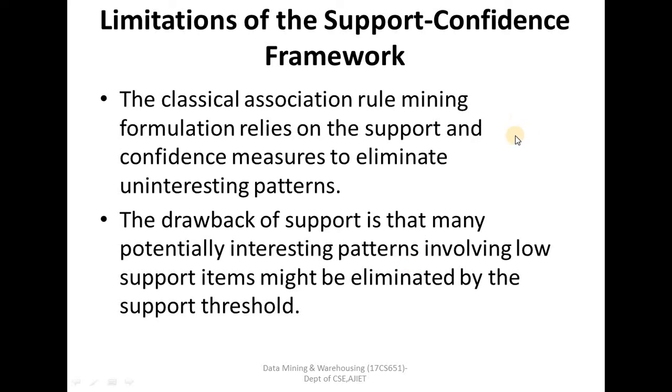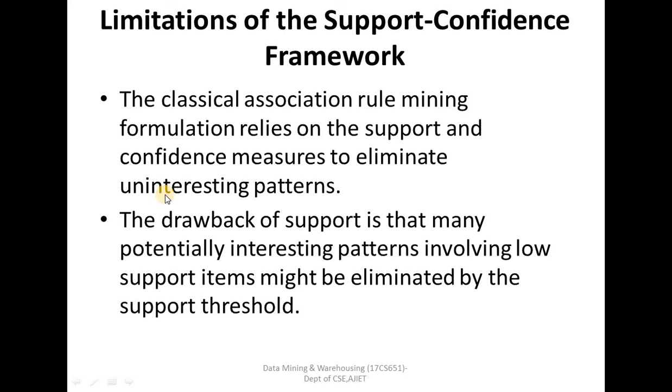There are some limitations of the support confidence framework. The classical association rule mining formulation relies on the support and confidence measures to eliminate uninteresting patterns. So we can eliminate the patterns that do not satisfy the minimum support and confidence. This was the approach used by the classical association rule mining algorithm. They used to prune the patterns that do not satisfy the minimum support and confidence measure.